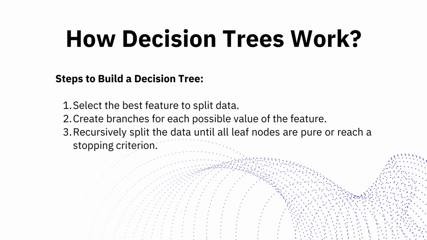The process of building a decision tree can be broken down into three major steps. First, we select the best feature to split the data, based on criteria like information gain or Gini index. Next, we create branches for each possible value of the chosen feature, and the data is split accordingly. This process is repeated recursively until either all leaf nodes are pure, that is, only one class in the node, or a stopping condition is met, such as a maximum tree depth.